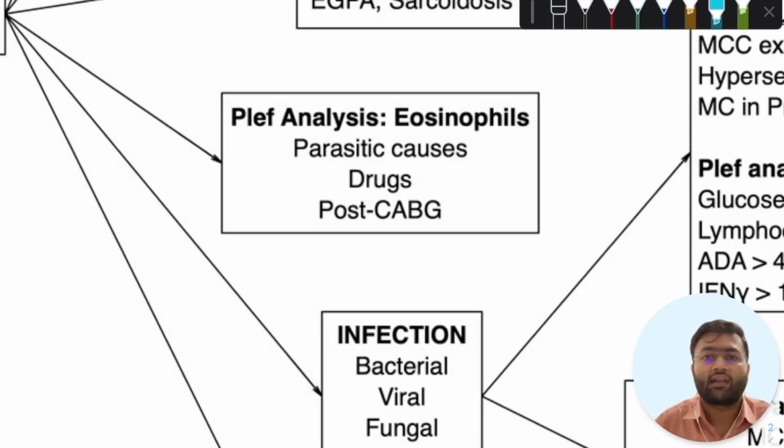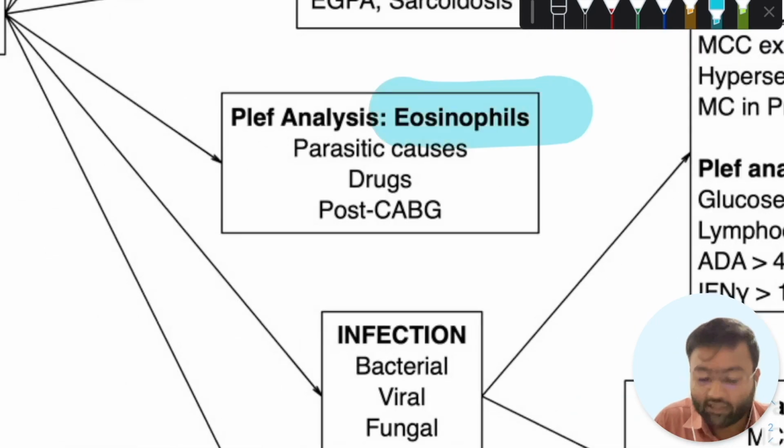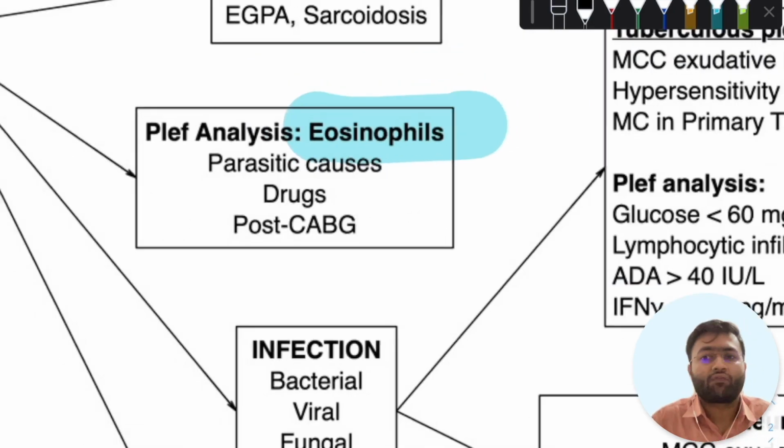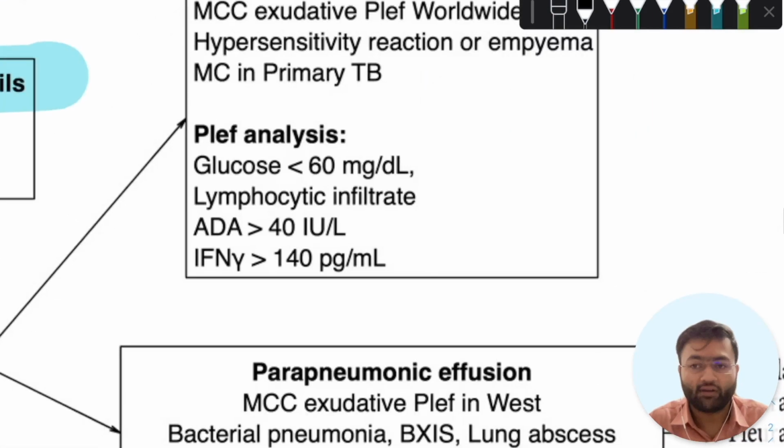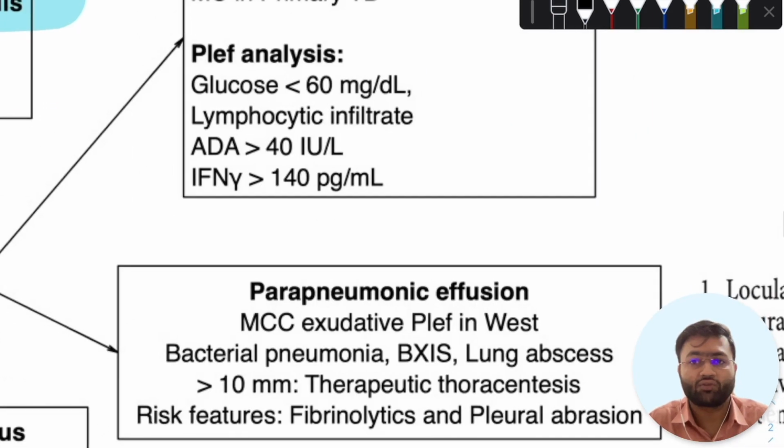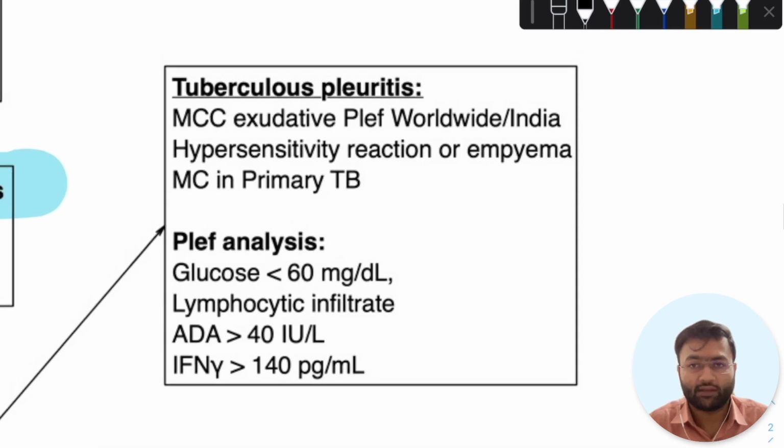If the pleural fluid analysis reveals eosinophils, think of parasitic causes, various drug-related etiologies, and post-CABG condition. So, drugs include nitrofurantoin, amiodarone, bromocriptine, and methotrexate. These are the important drugs to remember. In the infectious etiology, just remember two important conditions. One is parapneumonic effusion, and the other one is tuberculous pleuritis.